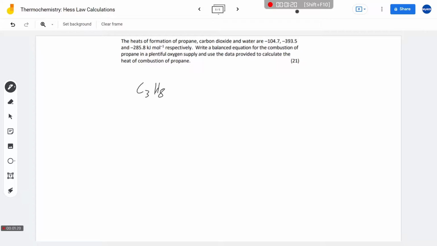And so what is a combustion reaction? I said a combustion reaction is when we have something, in this case it's propane, with oxygen, and we're getting carbon dioxide and water. And so the first step we have to look at is this balanced? And so in this case it's not balanced. So how do we go about balancing this?